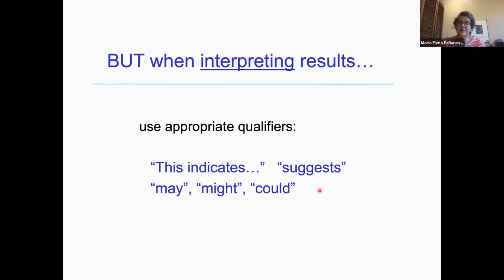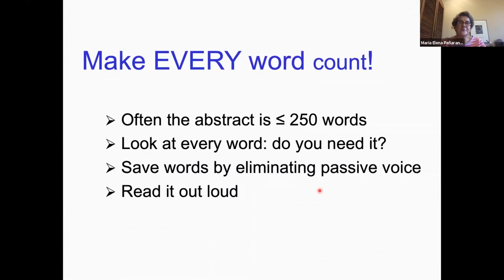So you are very definite when you state your results, and you have qualifiers when you write the discussion, and that's true for the whole article, and we've talked about this before. So make every word count. Often the abstract is 250 to 500 words, depending on the journal. So again, please try to find the journals that you would like to use, even if it's not definite. You can have 2 or 3 journals that you would like to submit your article to. Try to find them now.